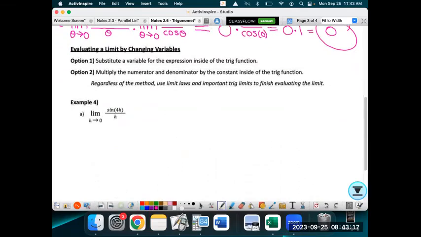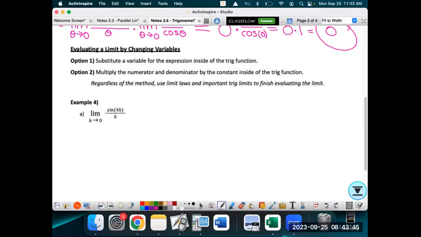Do you notice how the inside of that is not just a plain h? So you have 2 options. I'm actually going to go with option 2 first and foremost. This I think might be a little bit easier to deal with. The second option says multiply the numerator and denominator by the constant that's inside of the trig function. Regardless of the method, we're still going to use the limit laws and important trig limits to finish evaluating this.